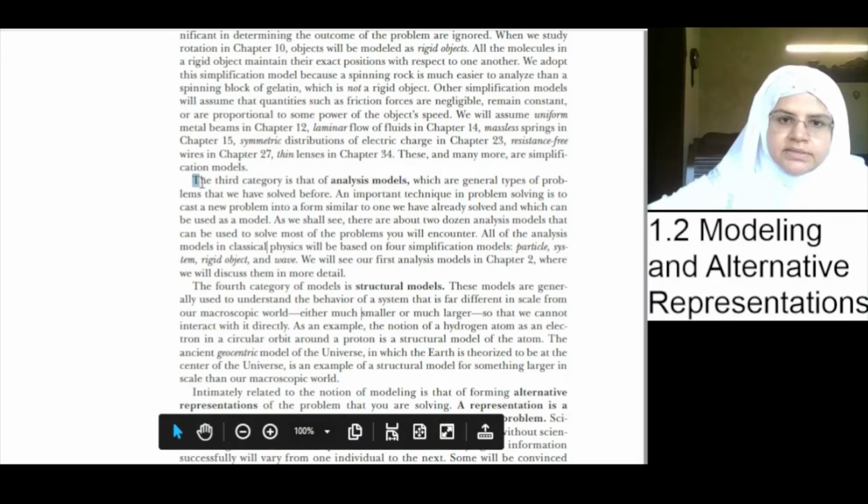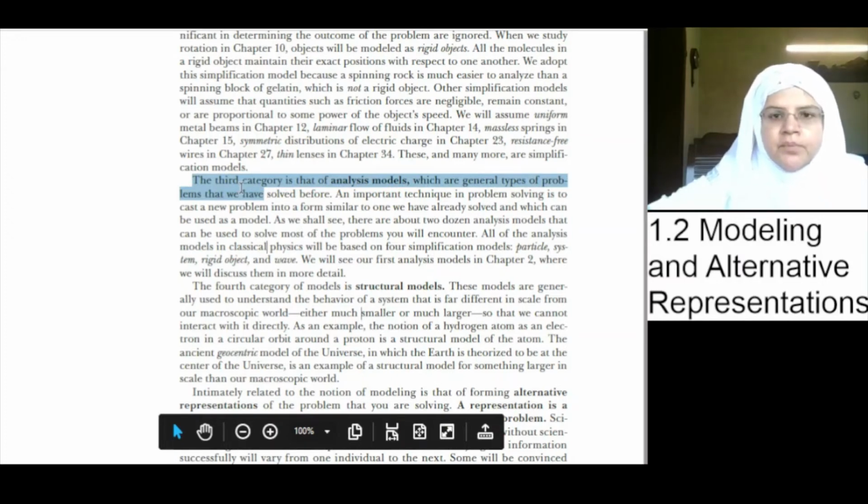The third category is that of analysis models, which are general types of problems that we have solved before. An important technique in problem solving is to cast a new problem into a form similar to one we have already solved and which can be used as a model. As we shall see, there are about 24 analysis models that can be used to solve most of the problems you will encounter. All the analysis models in classical physics will be based on four simplification models: particle, system, rigid object, and wave. We will see our first analysis model in chapter 2, where we will discuss them in more detail.